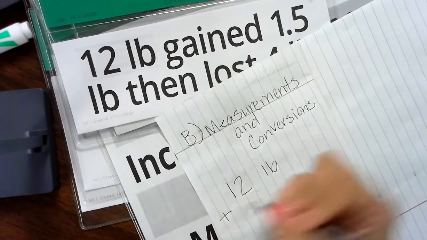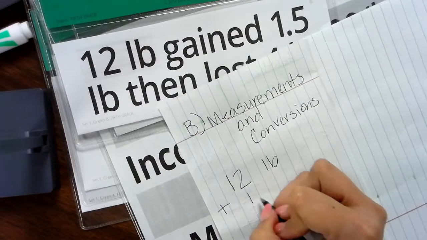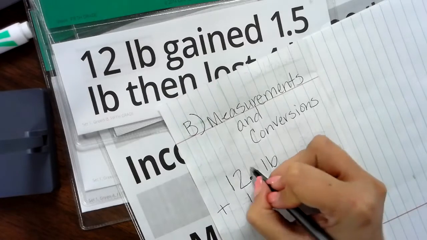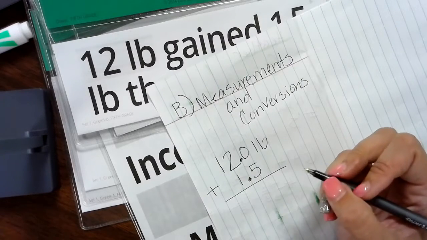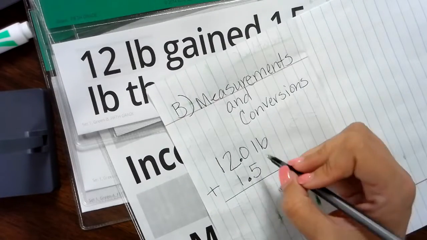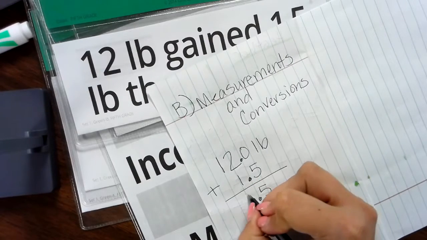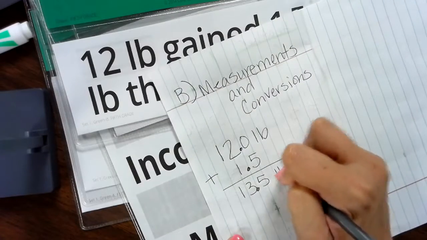I gained, and gain means to add, 1.5. Remember, when I add, I must line up the decimals. So right here, I'm going to add that decimal and a 0. I gained 1.5. So now how much do I weigh? LB stands for pounds. 0 plus 5 is 5. Bring down my decimal. 2 plus 1 is 3. And then 1. I weigh 13.5 pounds.